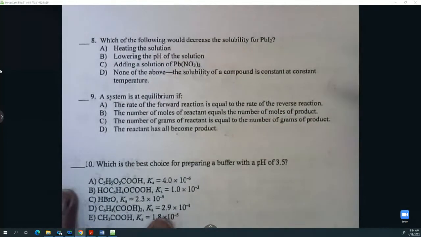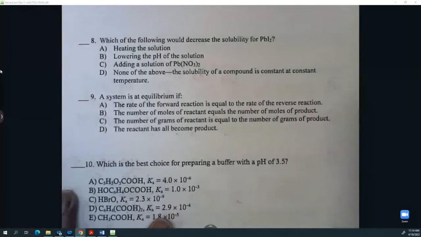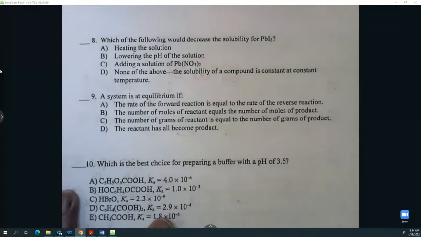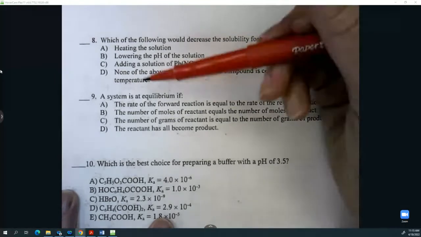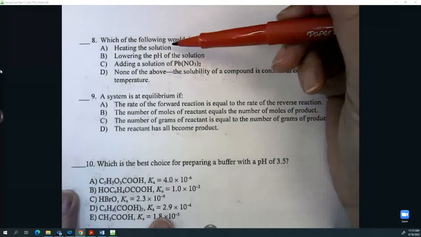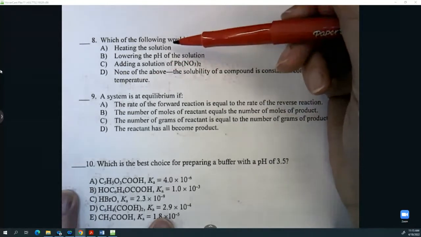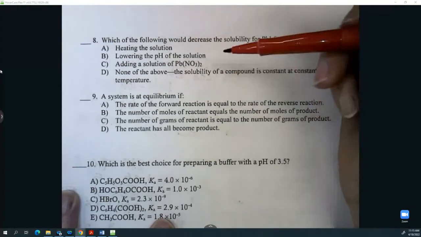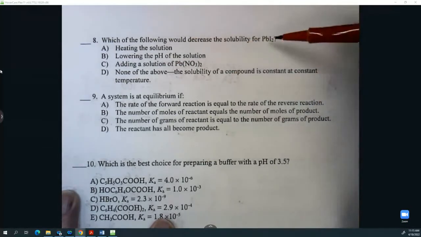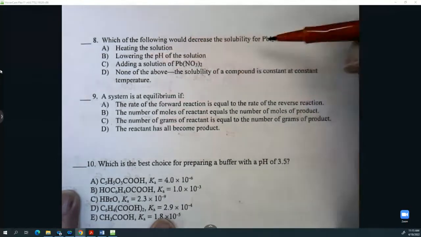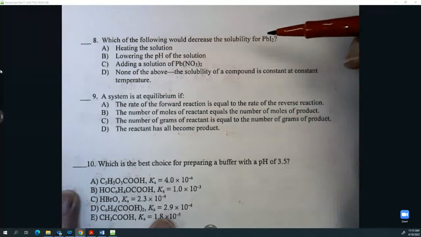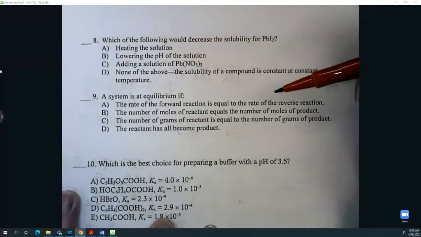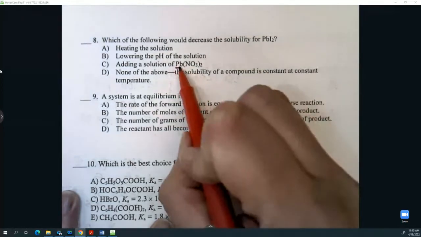Which of the following would decrease the solubility for lead iodide? Okay, so just thinking about what I know about solubility, the first thing that comes to mind is the common ion effect. That's an easy one. Other things in here, like heating the solution, that seems most likely to increase the solubility of a solid. It usually does. Lowering the pH, that could have a role, but I'd have to think about the pH of the salt, and that sounds complicated. It might be able to have a role, but here I see a common ion.